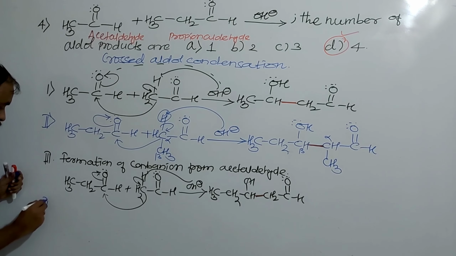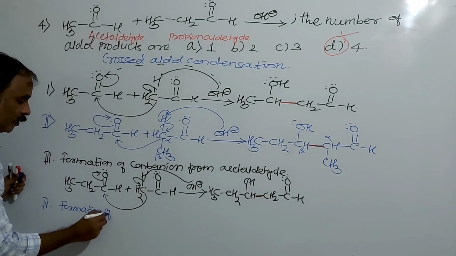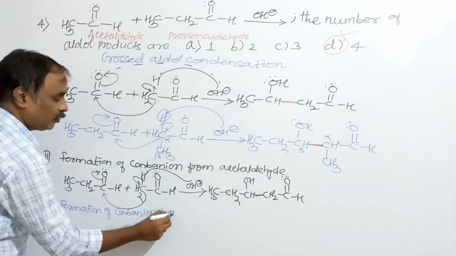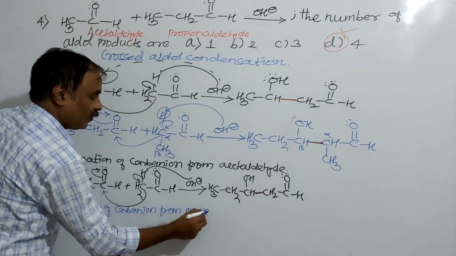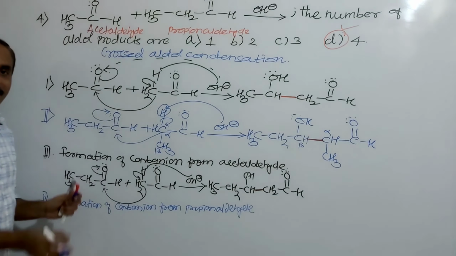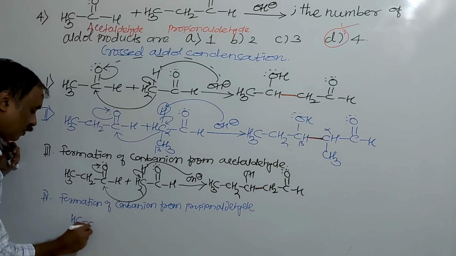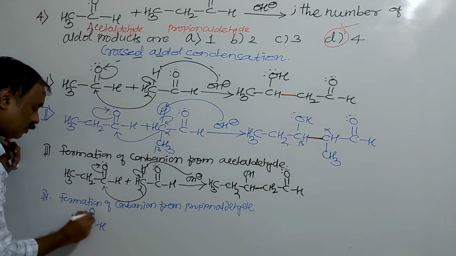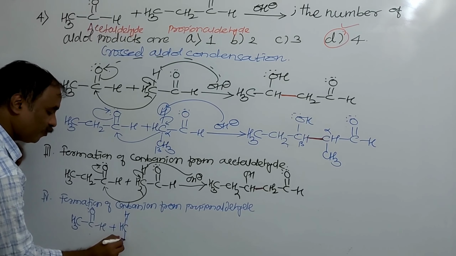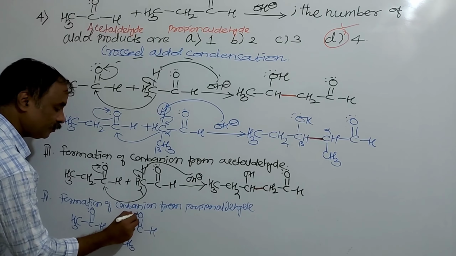Fourth, formation of carbanion from propionaldehyde, and attack on acetaldehyde. So first I will write acetaldehyde here. Alpha hydrogen, so we will write CH2 and one hydrogen separately. Here it is CH3, C double bond OH.